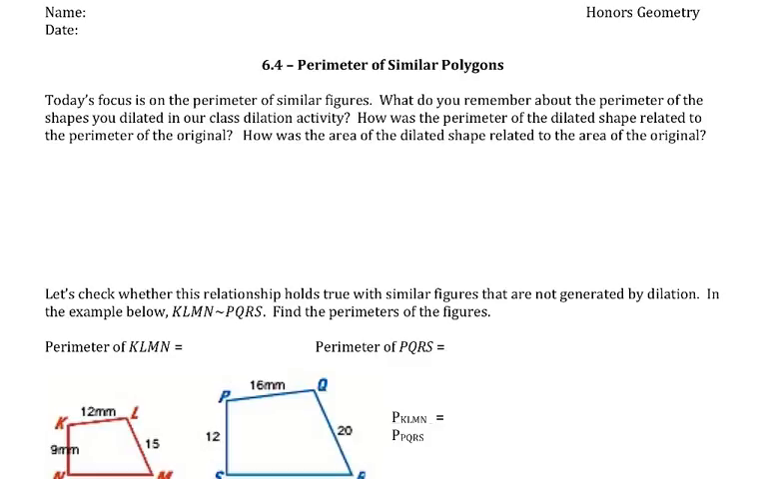This video is of our 6.4 notes, and it's for anyone who is absent or anyone who wants a refresher. So the 6.4 notes are about the perimeter of similar polygons. We're going to start with a quick review of what we've already learned.